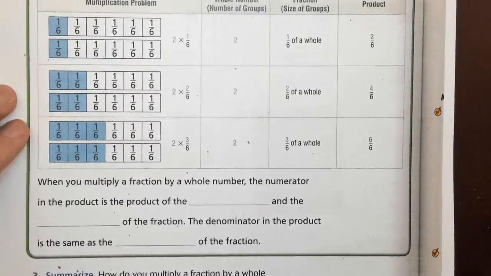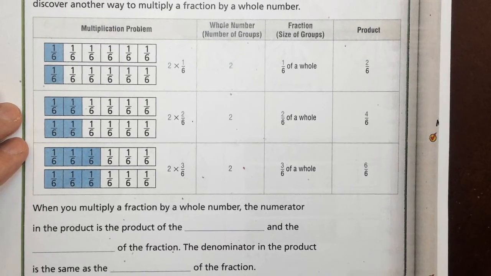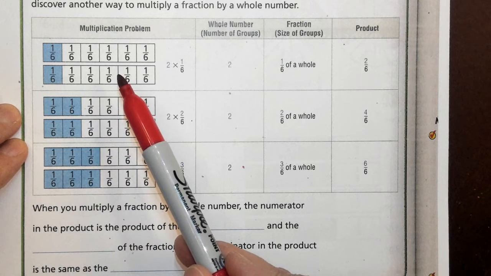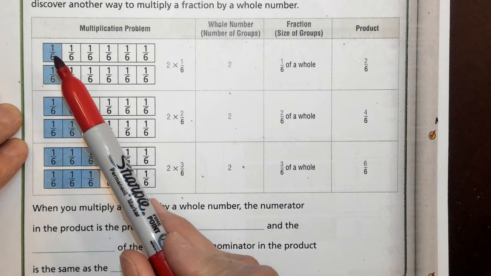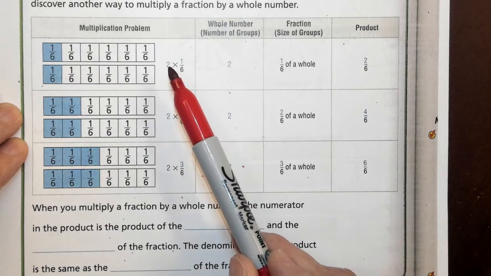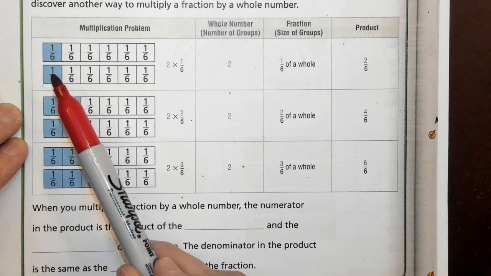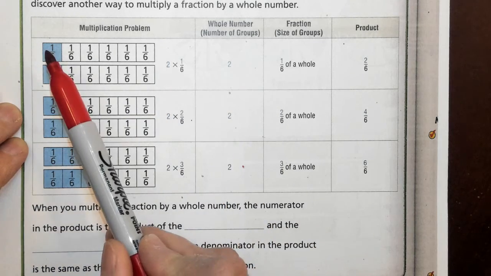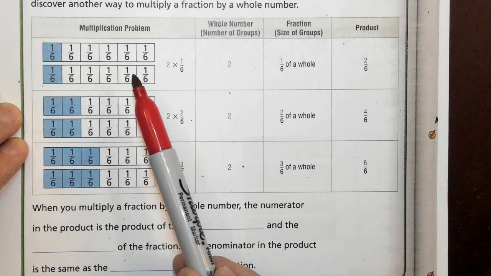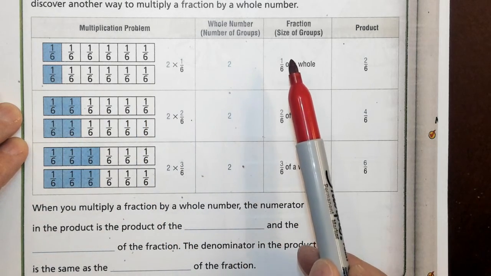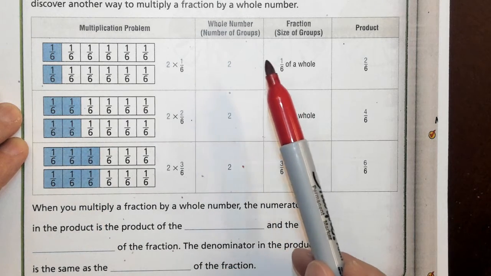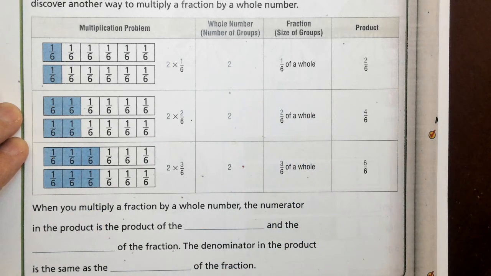So we're going to go to the next page and look at some more pictures here. We have in this first group 6ths. Both of our bars are divided into 6ths. In each one of the bars, there's just 1/6 colored. So we have 2, because here's one of them, and here's the other, 1/6. There are 2 whole groups. This is a whole group here. This is a whole group here. There is a fraction 1/6. This is 1/6. That's 1/6. So 2 times 1 is 2/6.